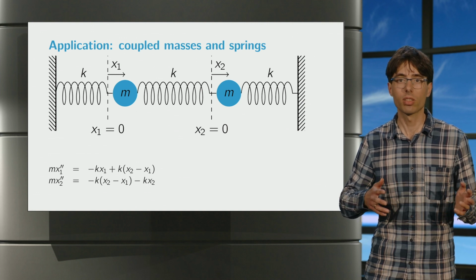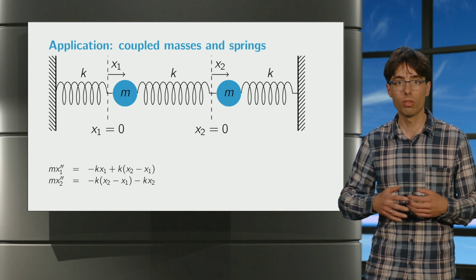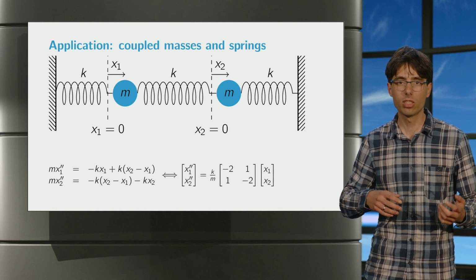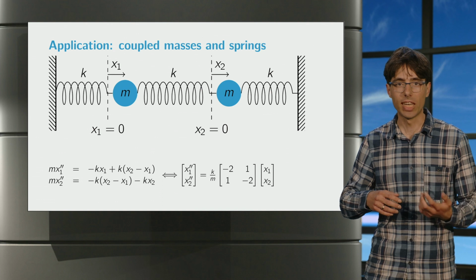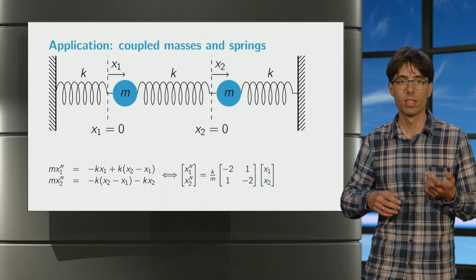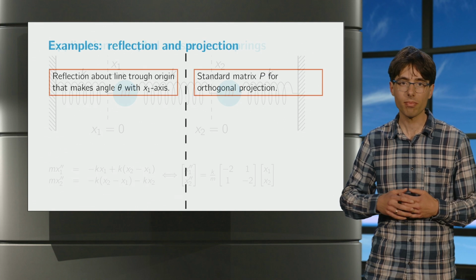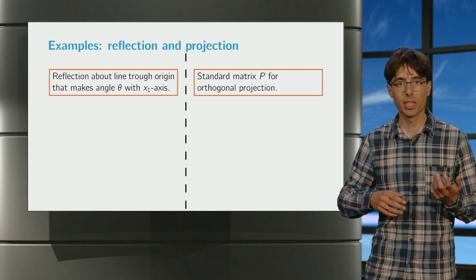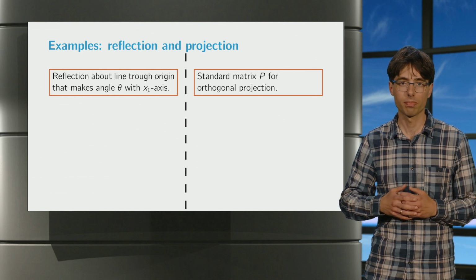Here, we do not focus on how you would derive or solve such a system. Instead, we rewrite these differential equations as a matrix vector product, and you see that the resulting matrix is in fact symmetric. In addition, several common linear transformations have symmetric standard matrices.